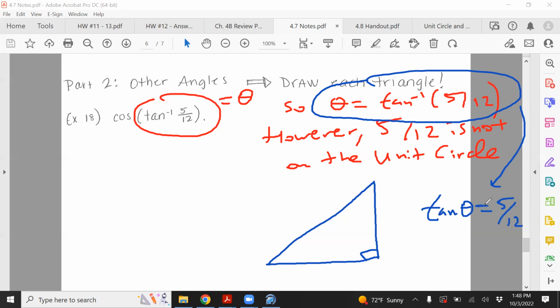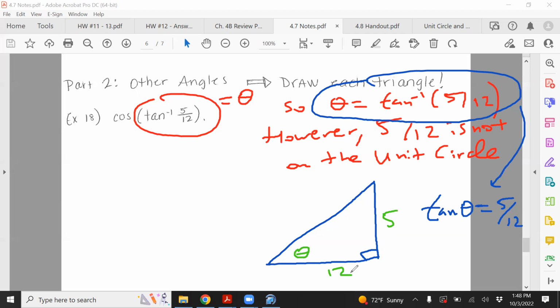Okay, that means tan theta equals 5/12. So I'm going to put theta right here, 5 right here, and 12 right there. This is the part where people get lost, so please ask questions if you don't follow what I just did.